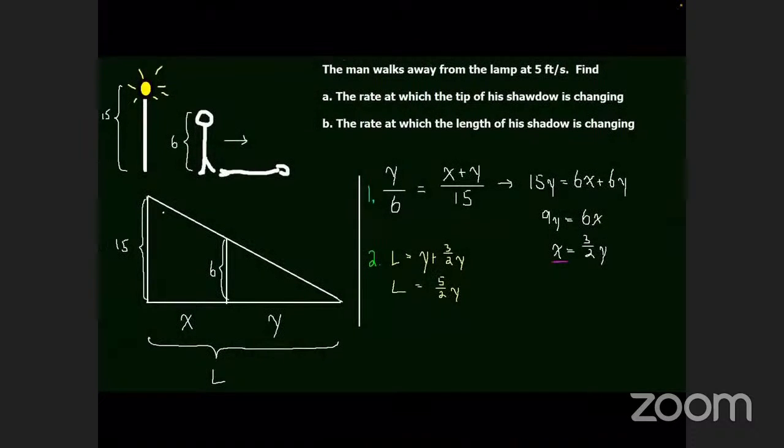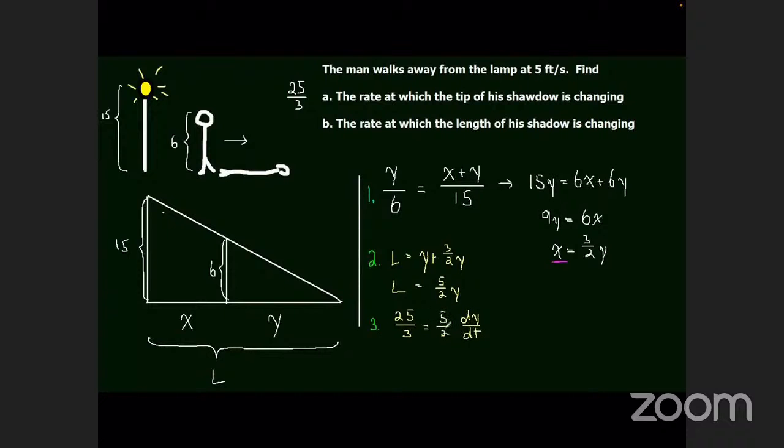And now when we take the derivative, we already know what dL/dt is. We figured it out in the last problem, or in part A. And maybe I should have written the answer so you could see it, but part A was 25/3. So dL/dt, that's just 25/3, is equal to 5/2 dy/dt. And dy/dt is the rate at which his shadow changes. That's what we're after.